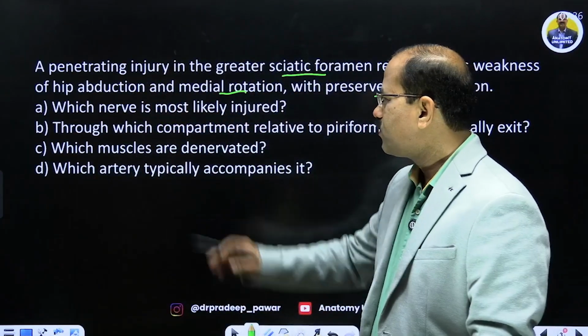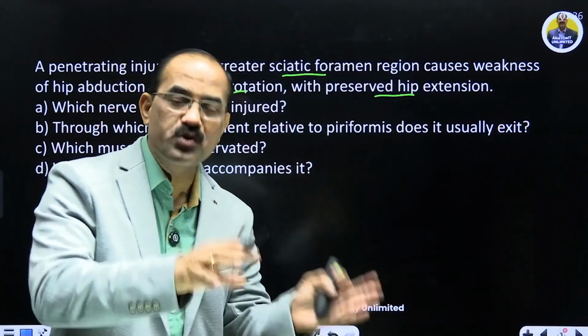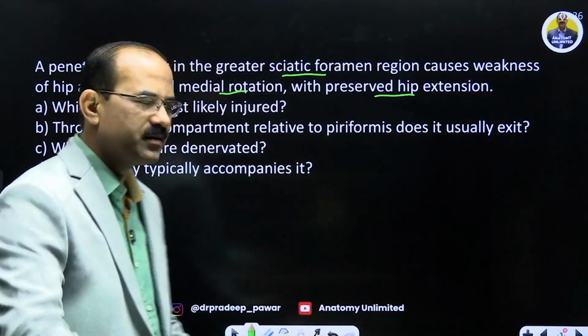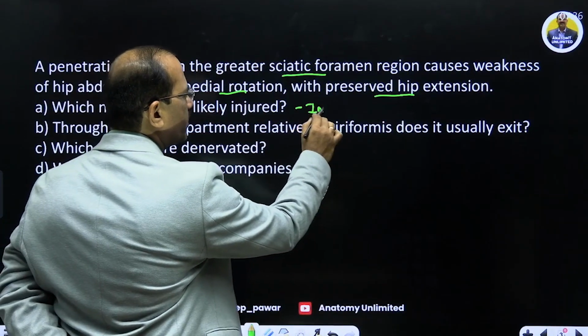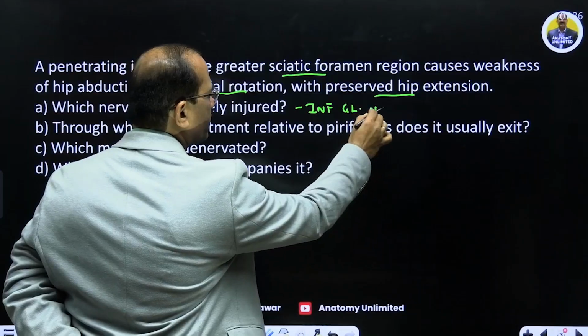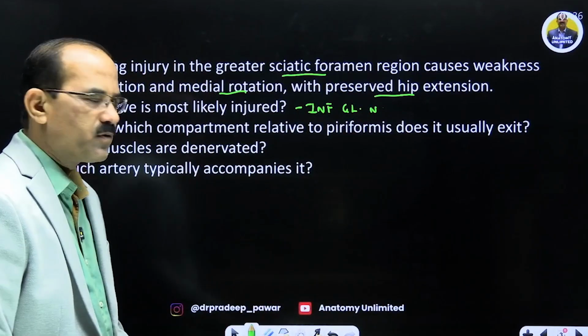Right. So which nerve is most likely to be injured? Understood now how to approach a clinical case? Clear? So which is the nerve likely to be involved? That's the inferior gluteal nerve. Inferior gluteal nerve is involved. Through which compartment relative to piriformis does it exit?